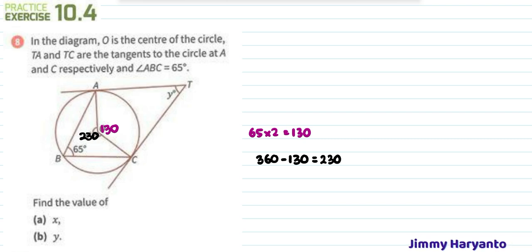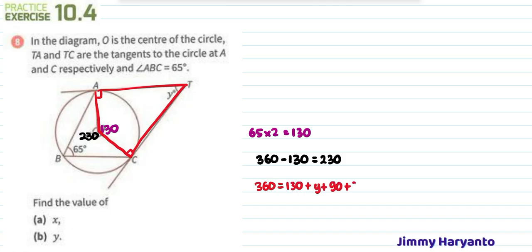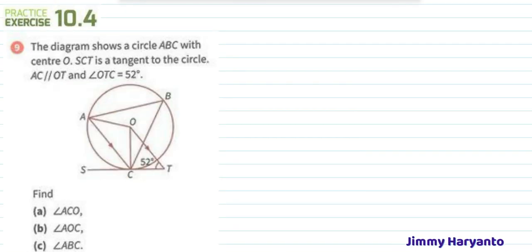And then to find the y, you only have to use this tangent and the radius. We'll have 90 degree right here, 90 degree right there, and then we will use the quadrilateral. The sum of a quadrilateral is 360, equals 130 plus y plus 90 plus 90, so y equals 50. Next is question 9. I will start from the tangent and the radius.